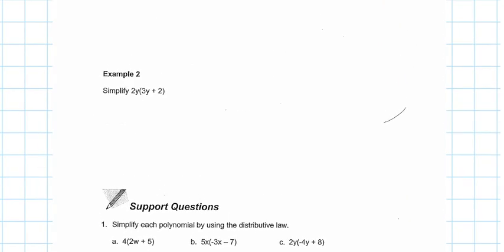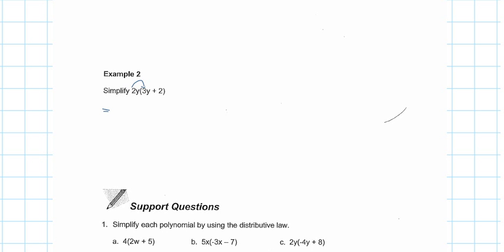Again, what do I have here? 2y, which is a monomial, right? It's by itself. It's one term, right? Multiplied by a binomial, okay? So a monomial multiplied by a binomial. What do I have to use? The distributive property, right? The distributive property, okay? So that means I have to multiply the monomial by the first term. So what does that give me? 2y times 3y. That's right, 6y squared.